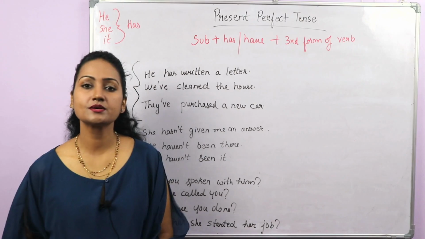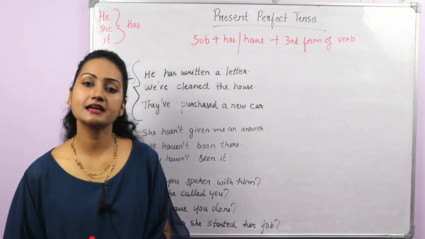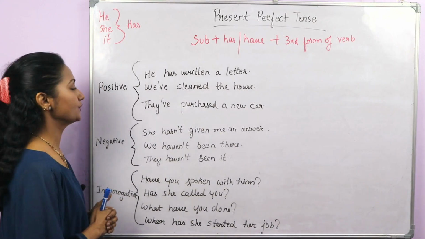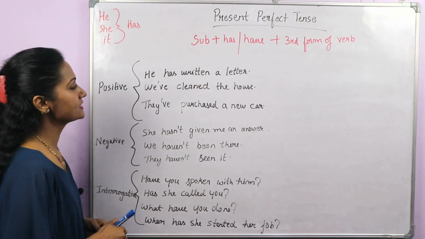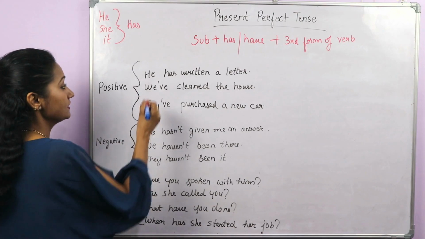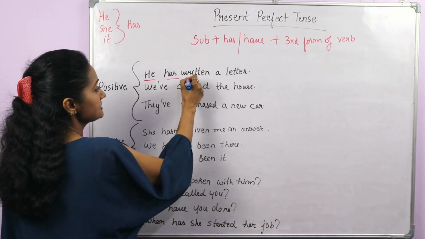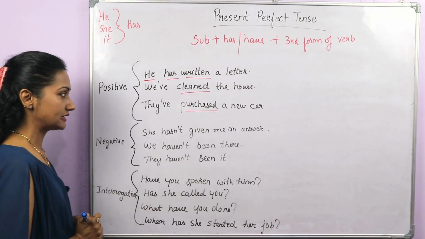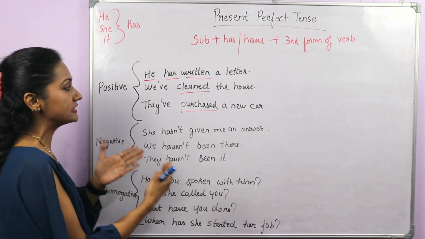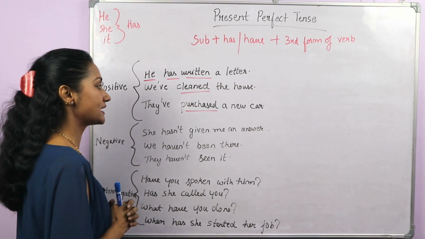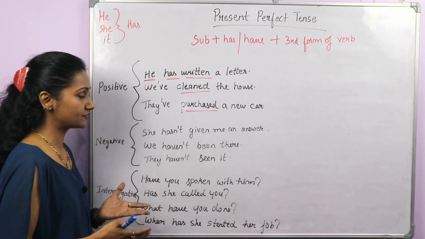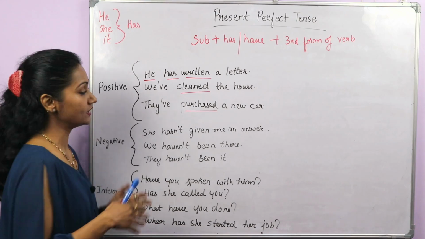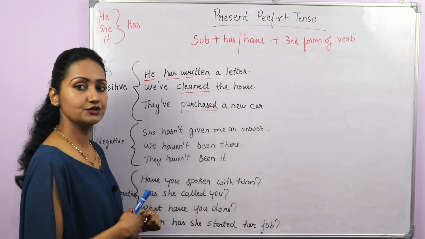Now let's go through some positive, negative and interrogative sentences in present perfect tense. So first, he has written a letter. Again, subject plus has plus third form of the verb. He has written a letter. We have cleaned the car. I have used the contracted form. We've cleaned the car. They've purchased a new car, or they have purchased a new car.